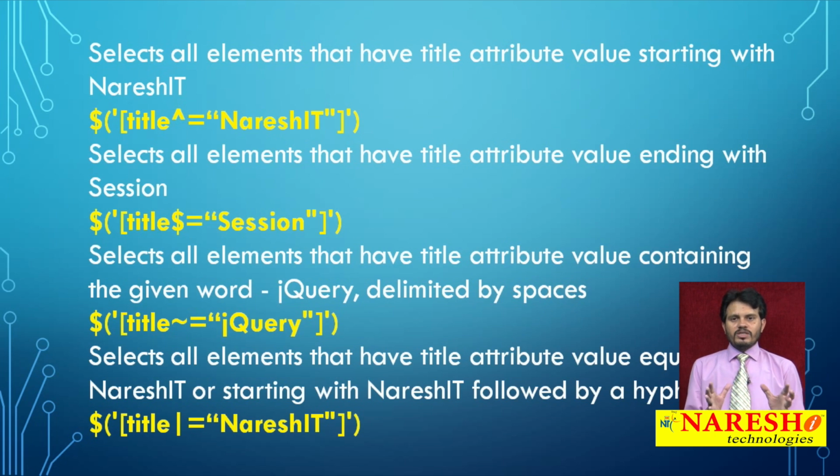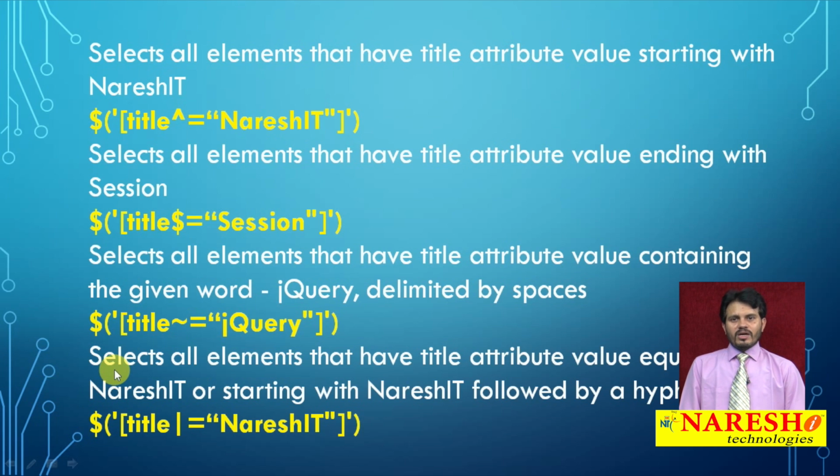So in your HTML document, any element which has a title attribute whose value contains the word, according to my example jQuery, delimited by one space, then only that element gets selected. Otherwise the element is not going to be selected. And once an element is not selected, we cannot perform any operation on that.